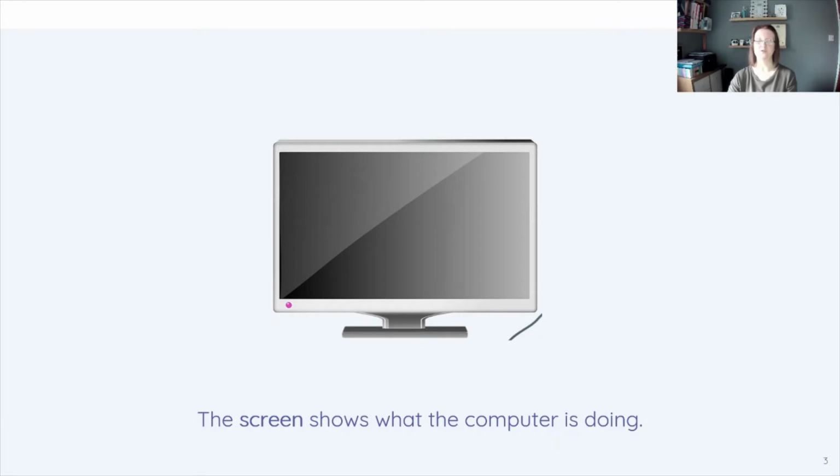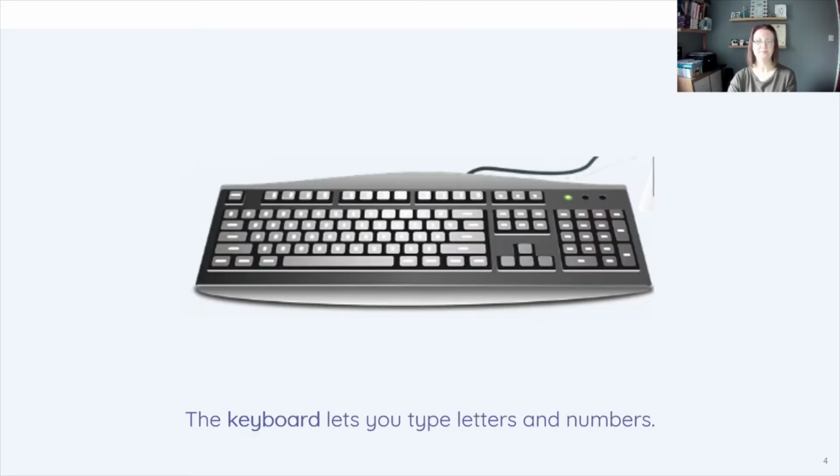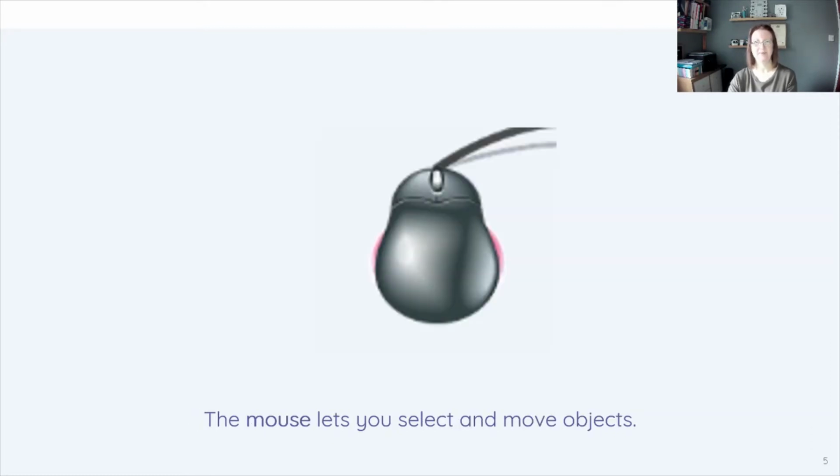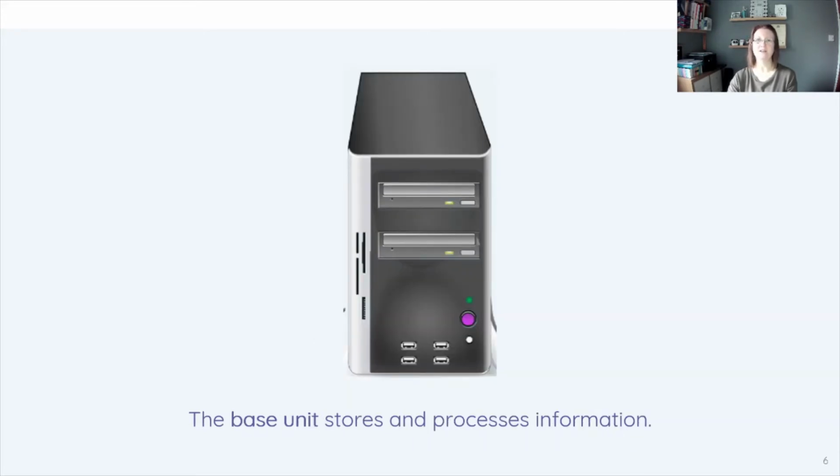Remembering we have the screen to see what the computer is doing. You can see everything you're doing. The keyboard to type in those numbers and letters. The mouse, so you can select and move objects, and that base unit where it stores and processes information.